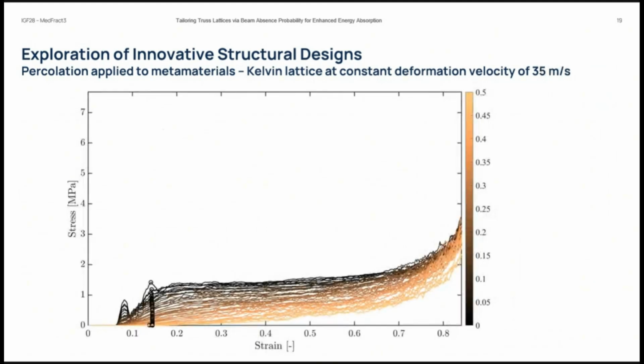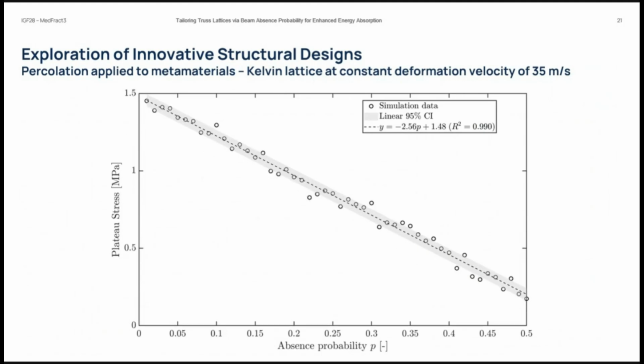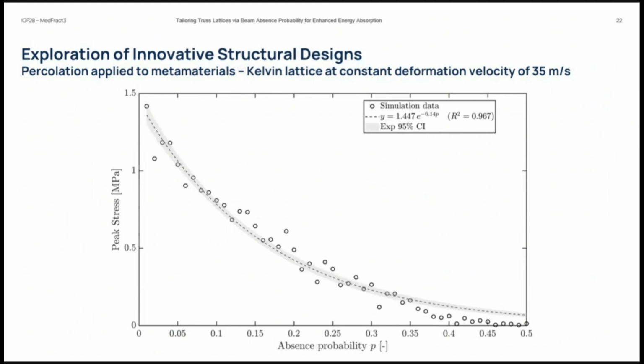When you go to 35 meters per second, you will see that there's a few peaks popping up here. This is what also experimentally we see, even though usually they are much larger. And again, if you draw some trend lines, you will see that the absorbed energy is linear in terms of P. Plateau stress is linear in terms of P. And again, peak stress is a power law. So we still confirm the results also at higher velocity.